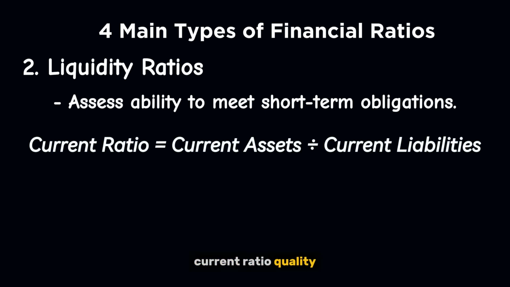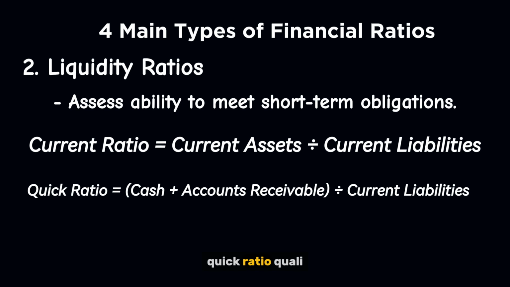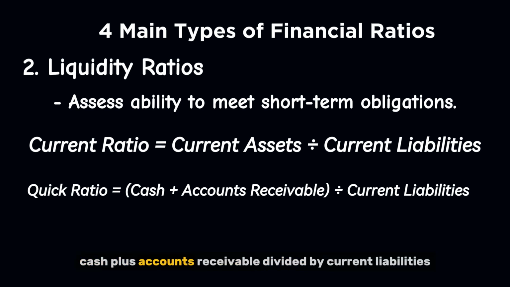Current ratio: current assets divided by current liabilities. A healthy number is usually above 1, meaning assets can cover debts. Quick ratio: cash plus accounts receivable, divided by current liabilities. This one is stricter. It only counts the most liquid assets.